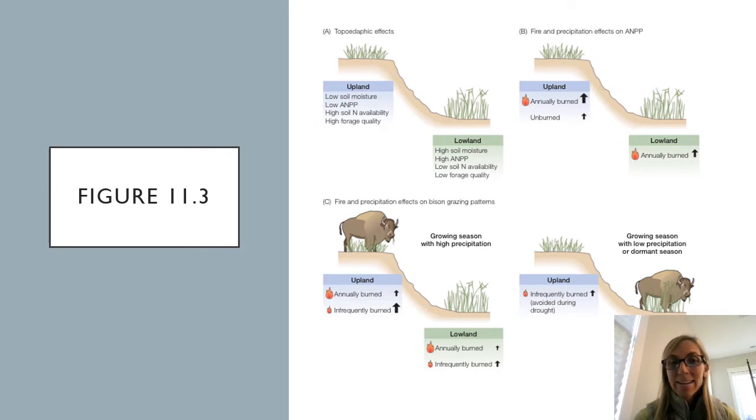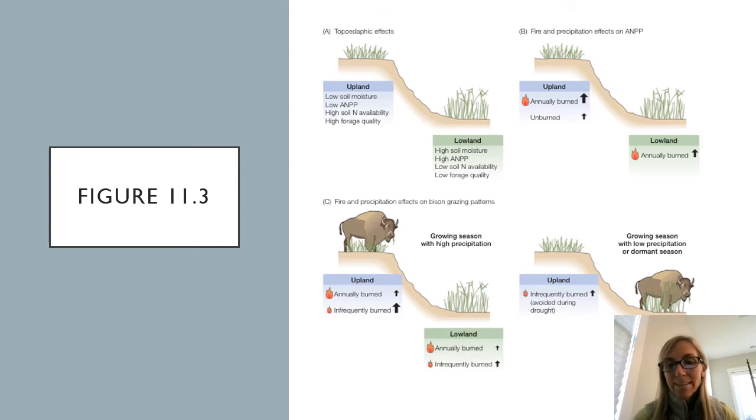Also found that grazing patterns of bison can switch, depending on topographic position, from uplands to lowlands in response to the forage availability, which of course varies seasonally and in response to precipitation and fire. So we know that bison prefer recently burned areas and forage mostly in upland sites during the growing season when there's sufficient rainfall.